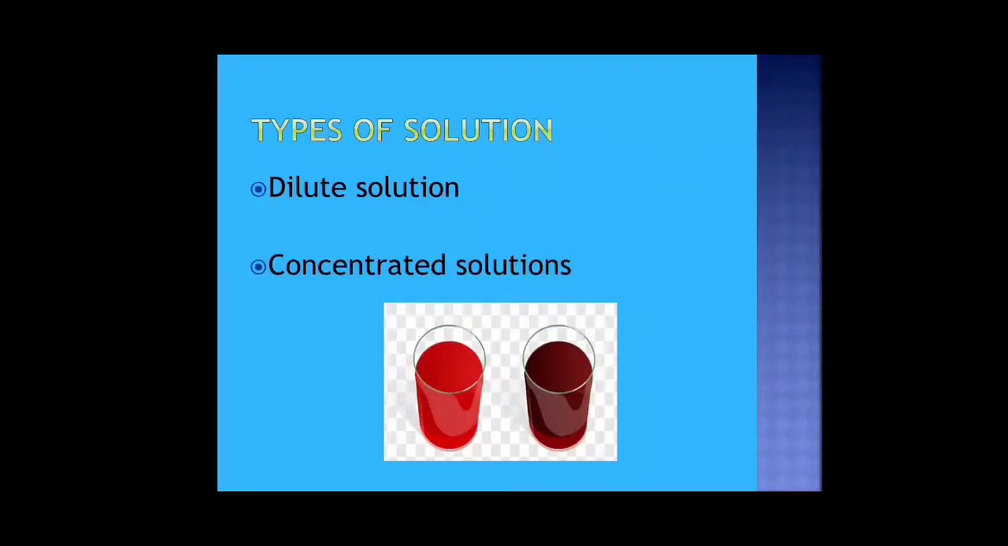Types of solutions can also be defined as dilute solutions and concentrated solutions. So what are dilute solutions? If the percentage of solute in the solution is less and there is more amount of solvent or water, then it's called a dilute solution. And where the quantity or percentage of solute is more and the amount of water is less or totally absent, such solutions are called concentrated solutions.